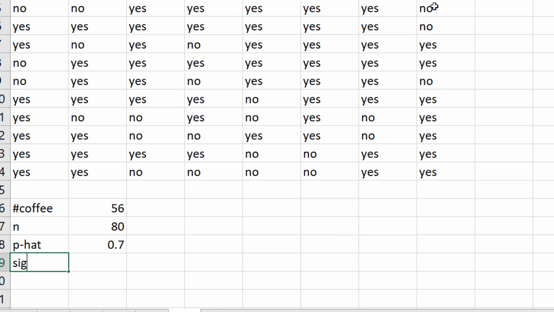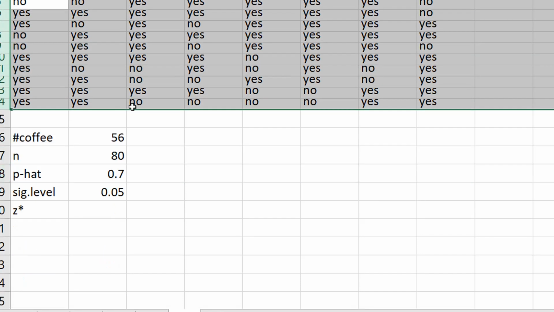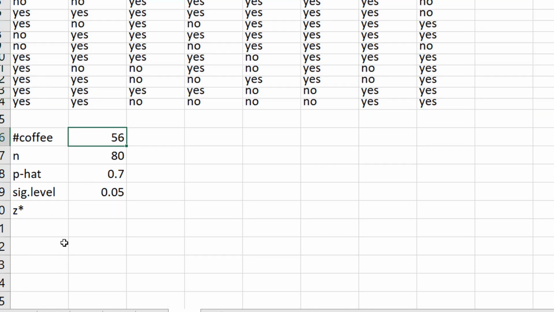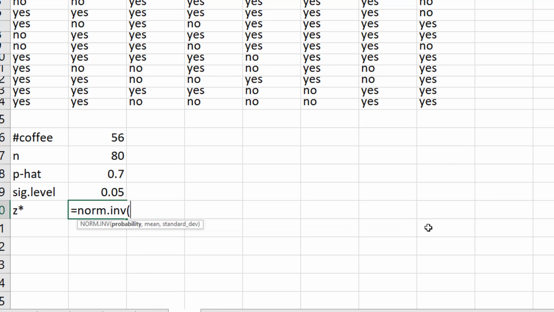My significance level, I'll put it here at 0.05. That corresponds with the 95% confidence interval. Since I'm running low on room, I'm going to shrink this down a tiny bit so that I have a little bit more space. Okay, Z star is NORM.INV of 1 minus that significance level divided by 2, with a distribution with a mean of 0 and a standard deviation of 1.